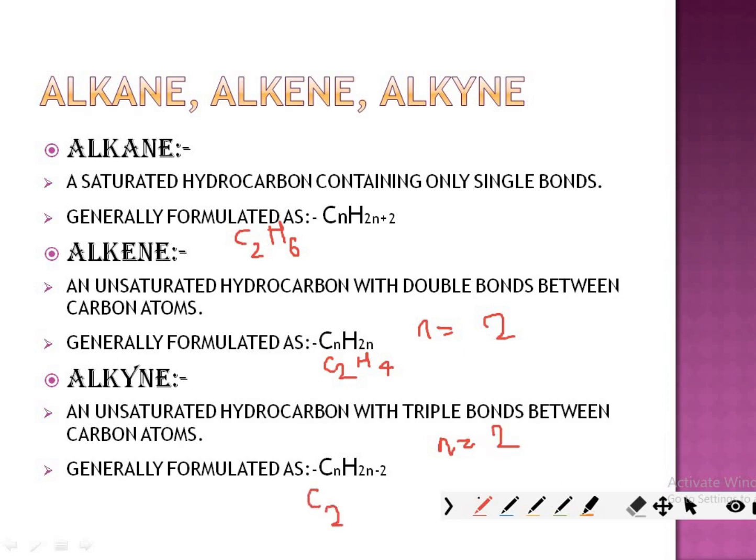So it will be C2H(2×2 = 4 − 2), which is 2. So it will be C2H2, right? So these are ethane, ethene and ethyne. This is what we call alkane, alkene and alkyne.